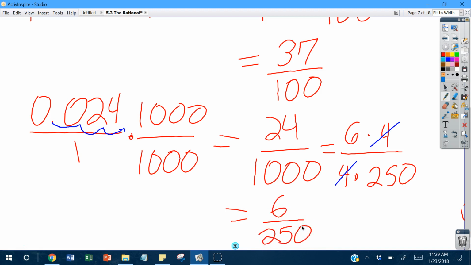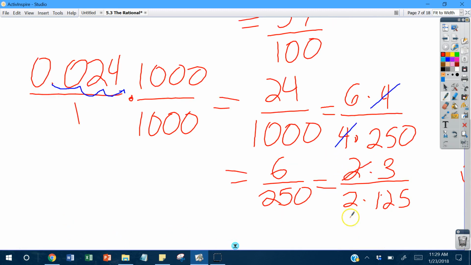And that's still not in simplest form. So let's write this again. They both have a factor of 2 in them still. Let's write this as 2 times 3, and let's write this as 2 times 125. The 2's cancel, and I end up with 3 divided by 125 as my final answer. So that one was a little bit more involved. Same process, got it as an integer over an integer, but I like to simplify things every chance I get. So this is that number in simplest form.